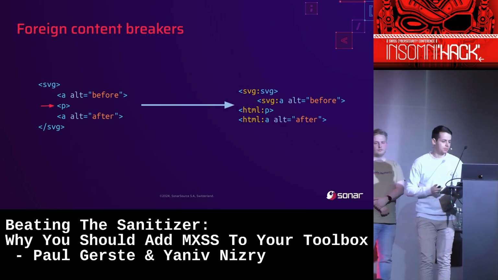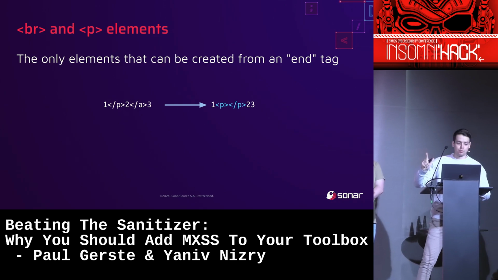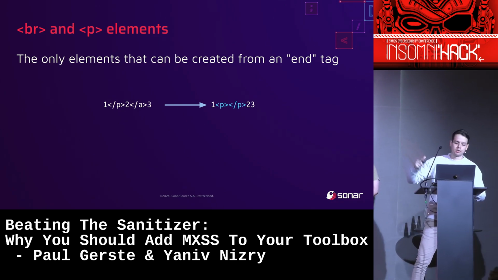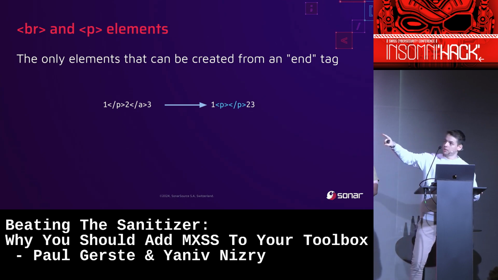Speaking about the P tag, one small quirk about HTML: P and break row BR are the only elements that could be created from an end tag. So here we have the end P and also end A. You can see that only the end P is created.